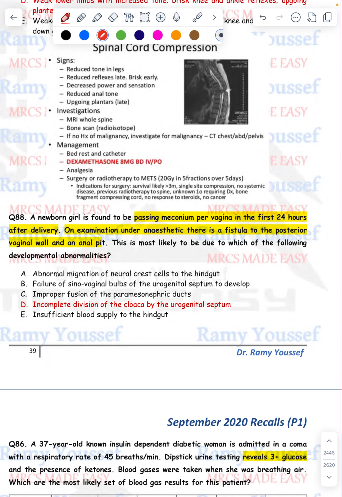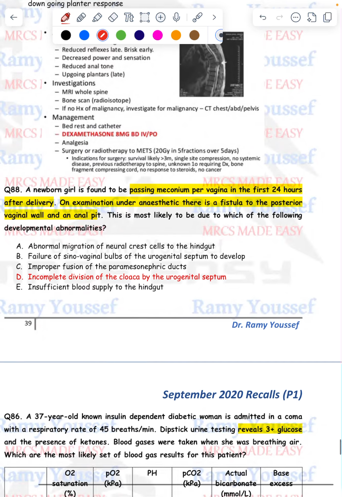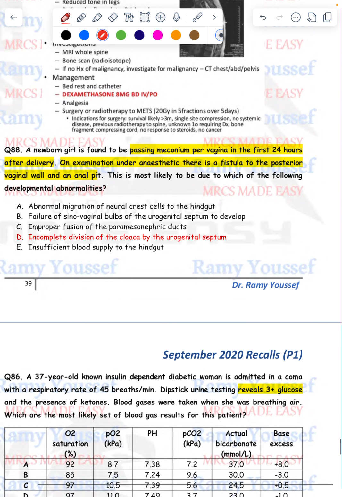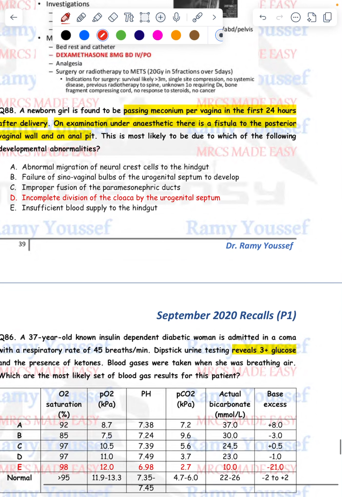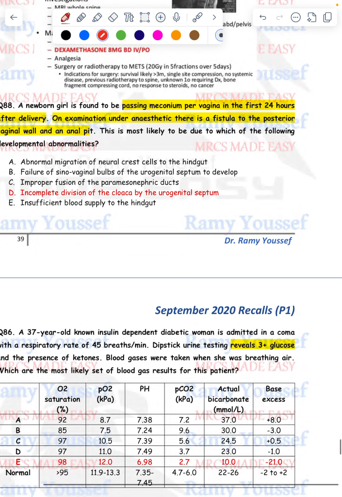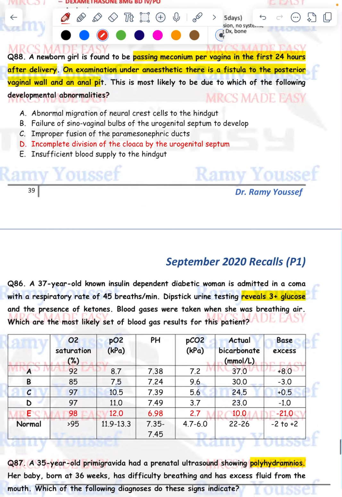A 37-year-old insulin-dependent diabetic woman is admitted in coma with respiratory rate high, glucose 3 plus, presence of ketones, breathing air. What are the most likely blood gas results? So Kussmaul breathing is there. Diabetic ketoacidosis has to be there. So O2 saturation is there. PO2 is normal, pH is low, carbon dioxide is very low.